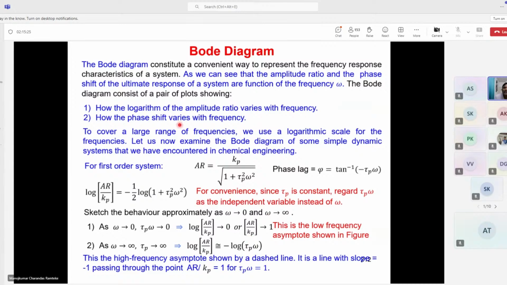Okay, so let me give you a description of the Bode diagram and then we will stop. I will not take more than 5 minutes. Remember, I have promised that we will continue this class only up to 8:45. Okay.